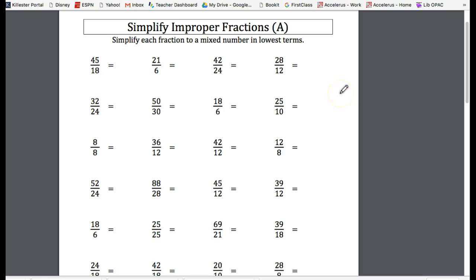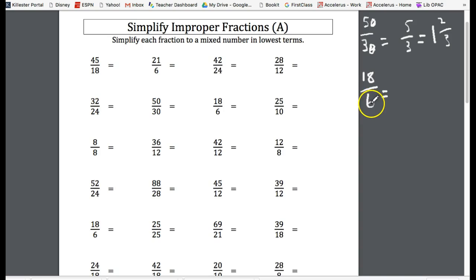Okay, so this time we're doing 50 over 30 as our next one. Now remember, I love these ones because what do you do? You cross out the zeros. So we're left with 5 over 3. How many times does 3 go into 5? Once, and 2 remainder. So 1 2/3.